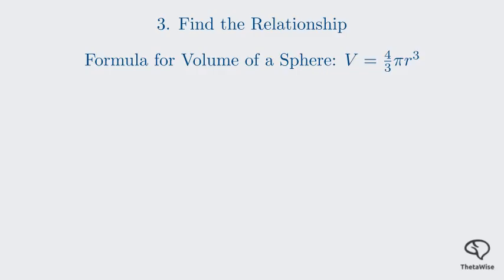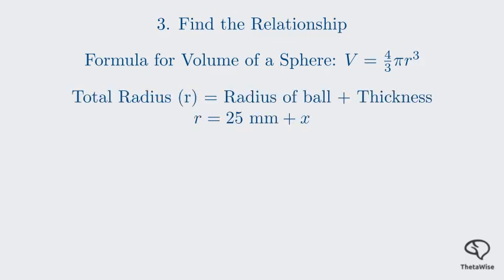In our case, the radius r is not just a simple variable. It's the total radius of the steel ball plus the sulfur layer. From our sketch, the total radius, r, is 25 millimeters plus the thickness x. Now we substitute this expression for r into our volume formula. So our volume V equals 4/3 pi times the quantity 25 plus x, cubed. This is the explicit relationship between the total volume V and the thickness x. This is the equation we need to differentiate.